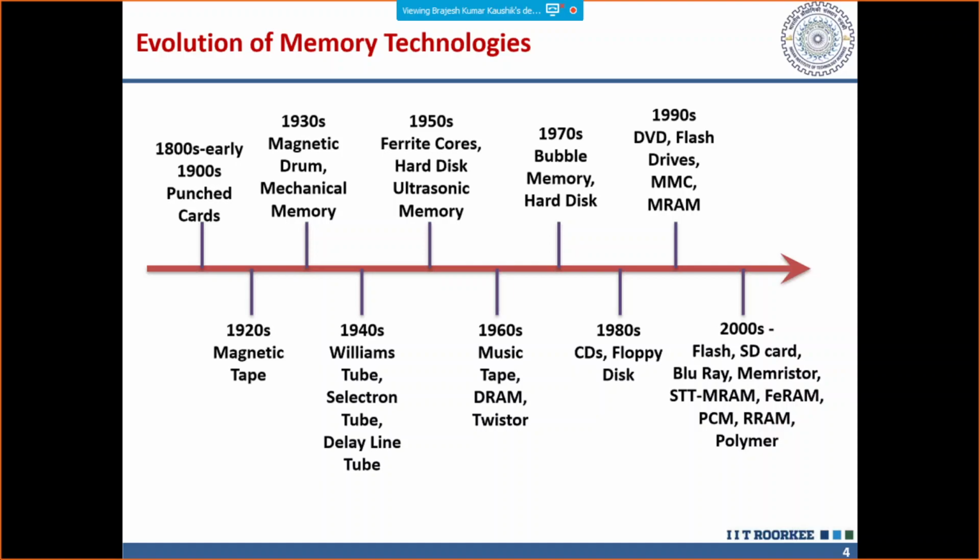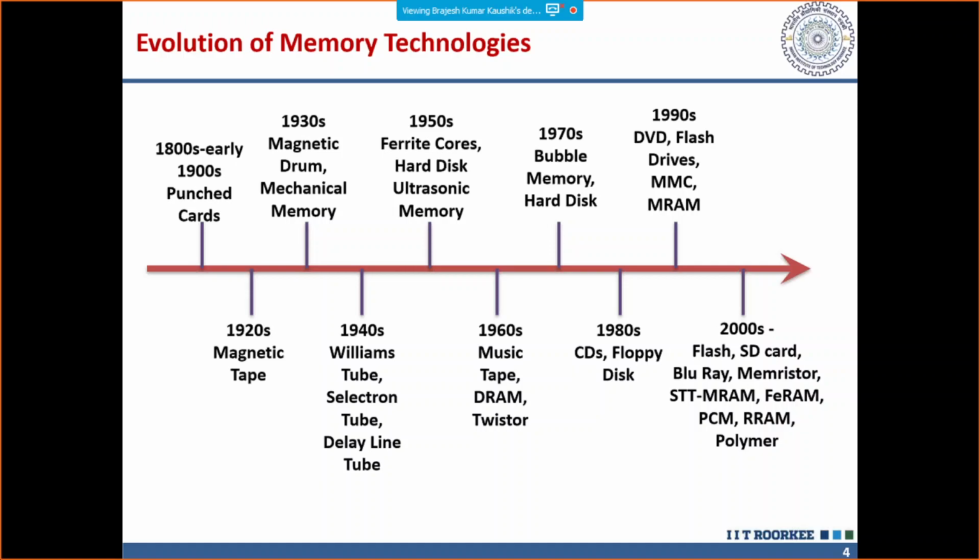Then we had bubble memories, and then came your hard disk, which actually helped us a lot in reducing the size of the computing system as well. And in the 1980s, we had CDs, floppy disks, so all these things started coming up. As of date, CDs and floppy disks have become obsolete, but they were very much used at one point of time. Taking it forward, in the 1990s we had DVDs, which had much more memory capacity. The flash drives, MMC, MRAMs were also introduced during the 1990s.